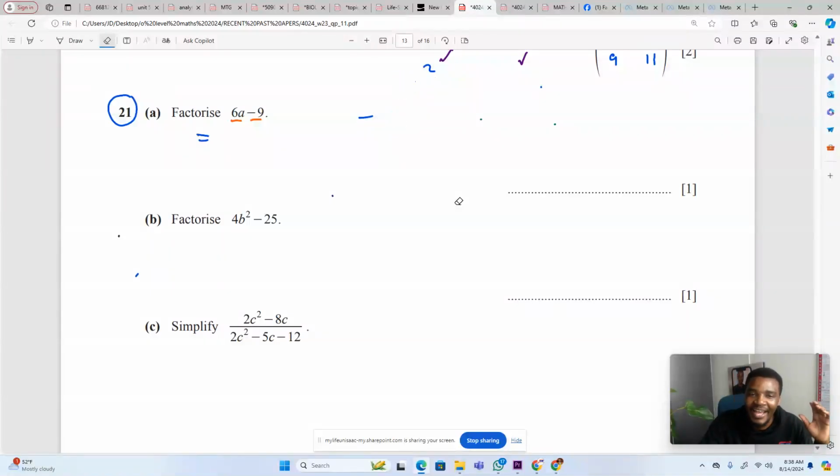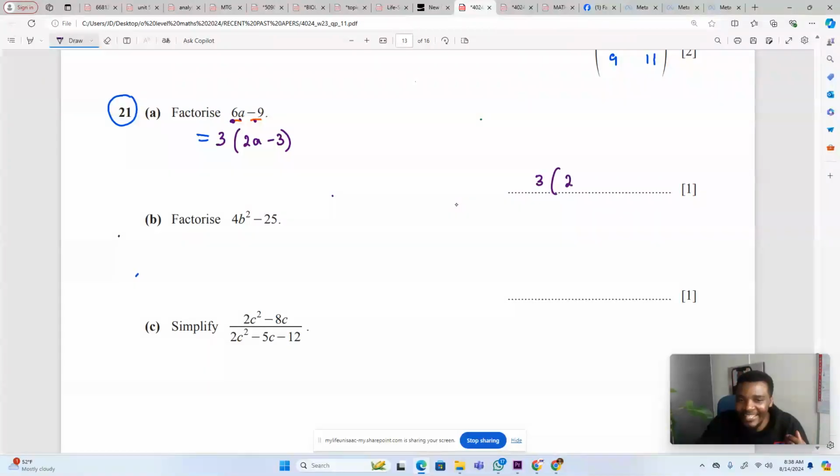Now let's go back again to the question at hand. So here we need to check the highest common factor of 6a and minus 9. The biggest number that can get into 6 and 9 straight away is 3. As you see here, we've got a. Here we don't have a, so a is not a common factor. So let's open the bracket. So 3 into 6a, straight away we get 2a. 3 into minus 9, we get minus 3. So yes, this is our solution.